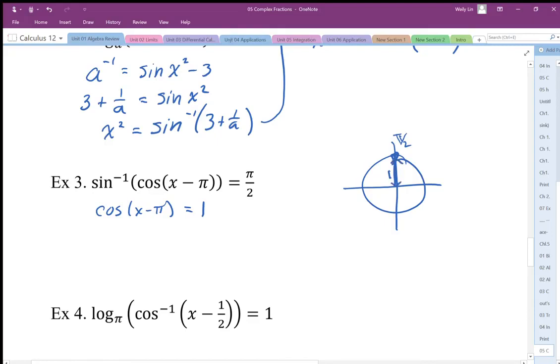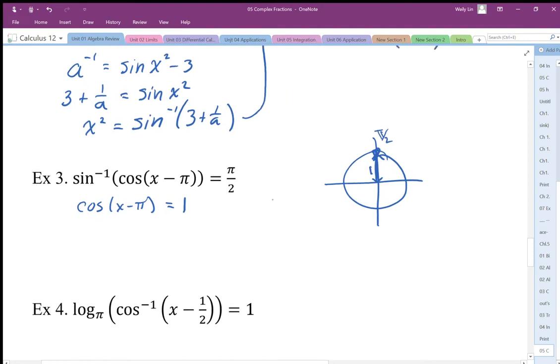If you're not sure, you really could write it like this as well. I can write it in sine form, which some people like. Sine pi/2 is equal to cosine of x minus pi, and that's equal to 1. So I get this equation. That's perfectly fine as well. We can write it in its inverse form and then do the calculation like this, or you can actually solve it. It's up to you.